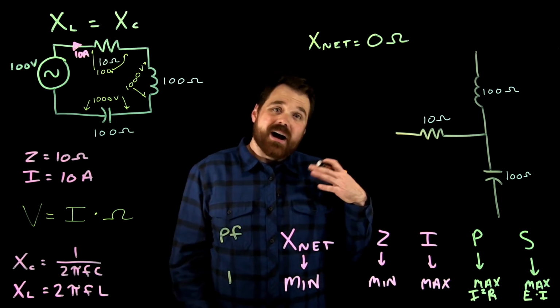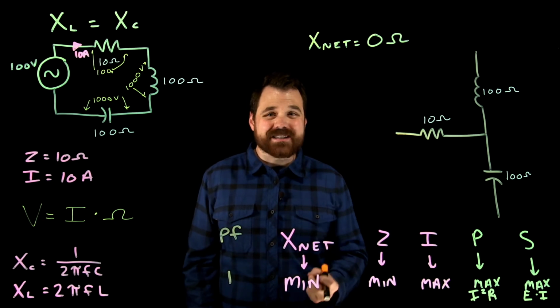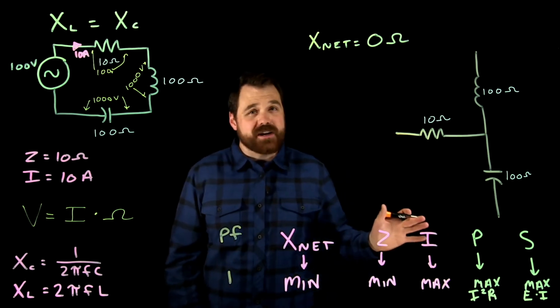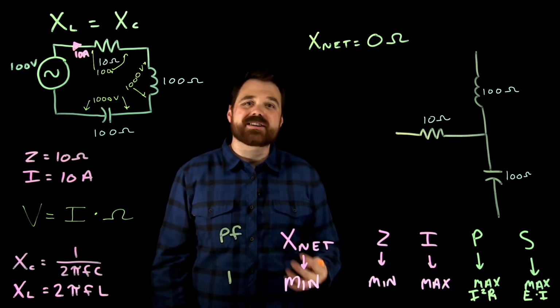So that's kind of just my once over of a series resonant circuit. It's very different in parallel. It's not the same situation at all. So this resonant circuit only occurs in a series circuit.